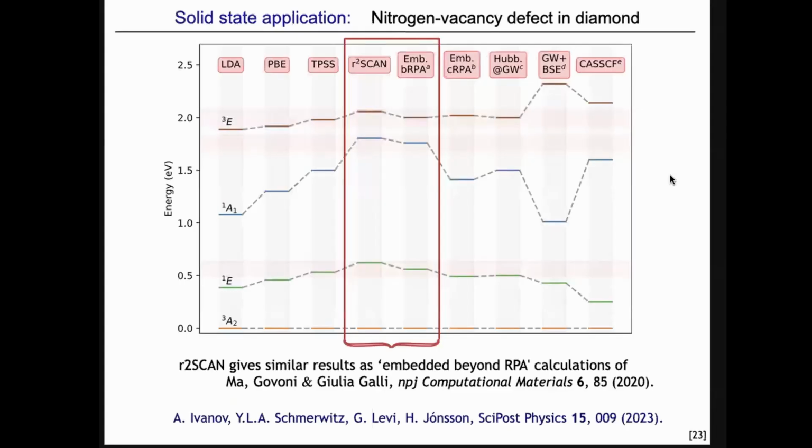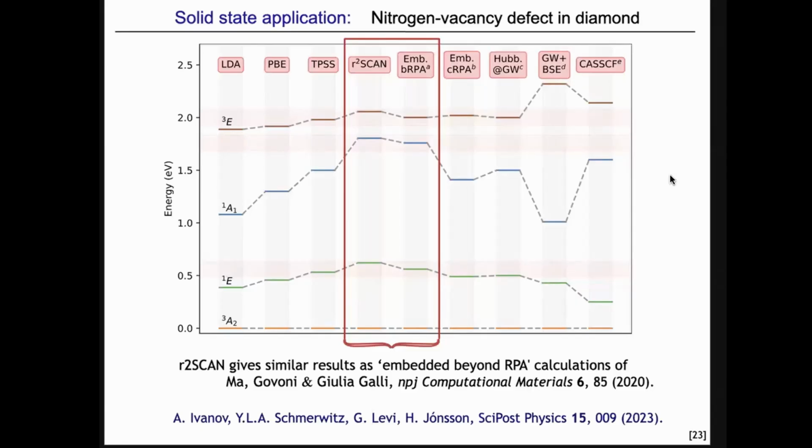I can show you here some other calculations. So here is Giulia Galli's embedded beyond-RPA calculation, a much more heavy calculation for sure. And it agrees pretty well with the R2SCAN. And perhaps you remember the HSE06 is a little bit above, in fact. So those agree really quite well. So this is a very involved calculation. It's an embedding calculation beyond RPA, whereas we're just doing plane wave calculations in a big box. There's nothing to it, really.